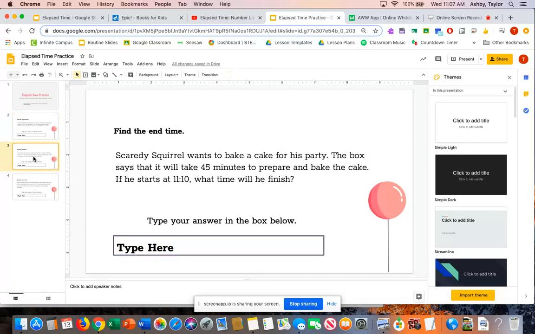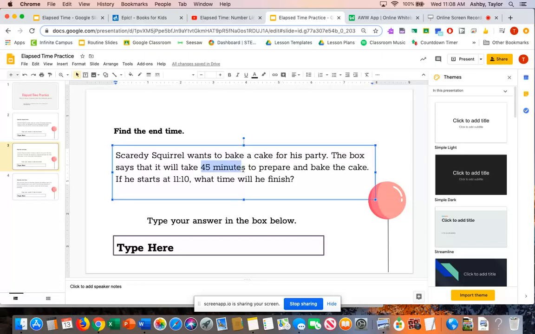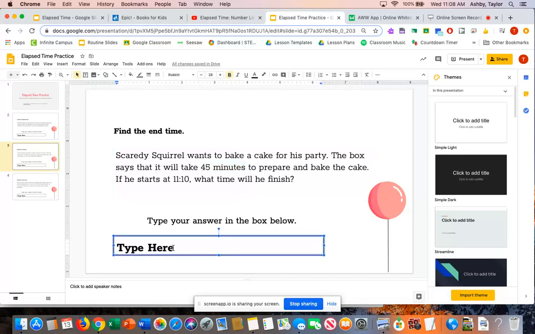Your second problem says to find the end time. To find the end time, you'll place your start time on the number line. You'll make those hops of 45 minutes to figure out what time it will be when Scaredy Squirrel finishes baking his birthday cake. So when you go to type your answer will be a time. You'll delete this type here and put the time there instead.